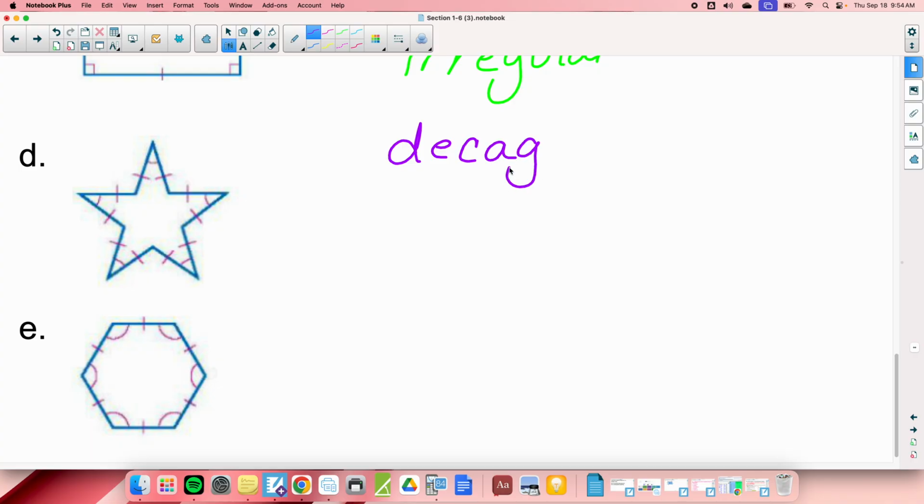Does this one cave in? Yes, right? So this one is going to be concave. Okay, what do you think about this one as far as regular or irregular? Most kids would say regular. When something is a decagon, that means all 10 sides have to be equal and all 10 angles have to be equal. There are 10 sides that are all marked congruent, so that's great.